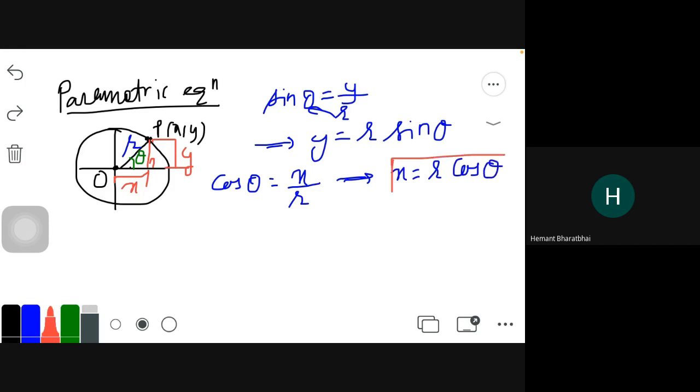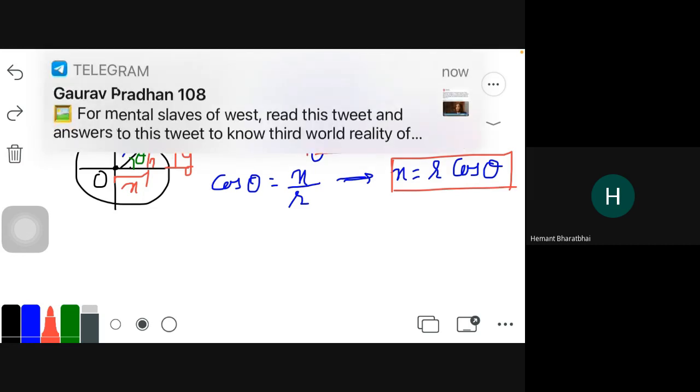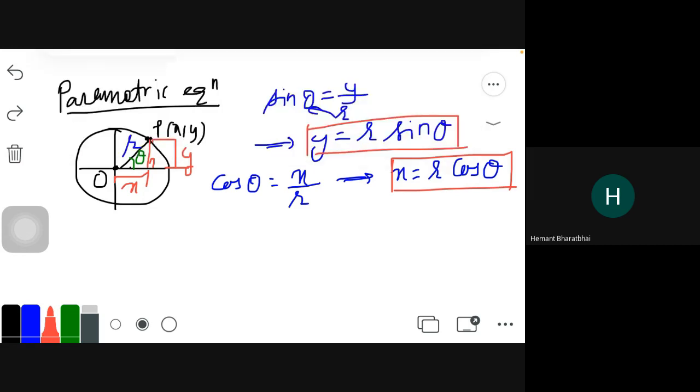So these two that we've got are called the parametric equation of circle: x is equal to r cos theta, y is equal to r sin theta. This is what we call the parametric equation. Now you can see there is only one variable. r is the distance, and distance is constant. So you have only one variable, which is this theta.